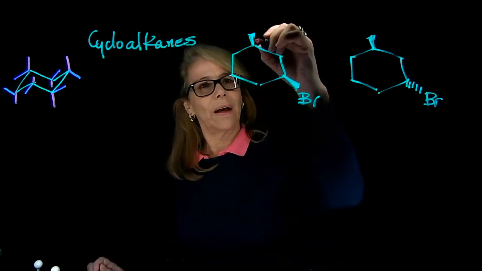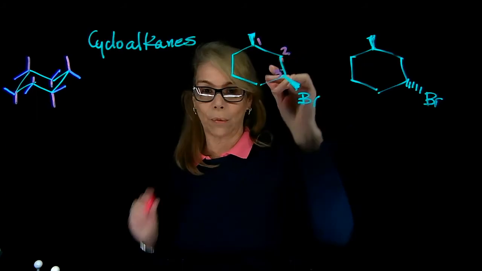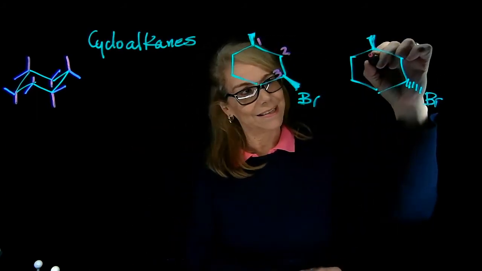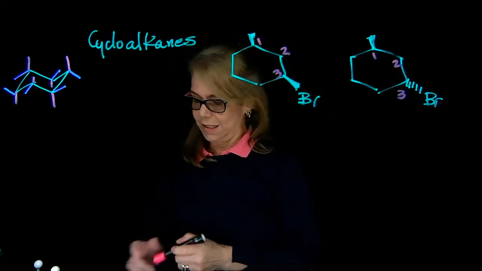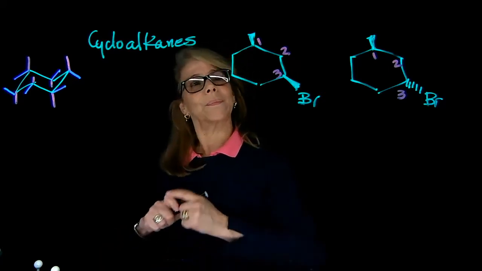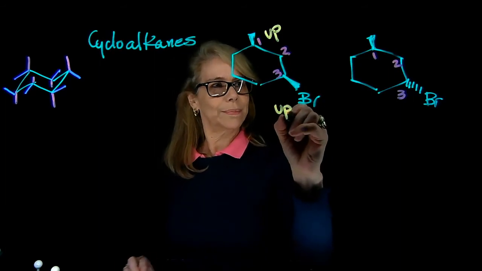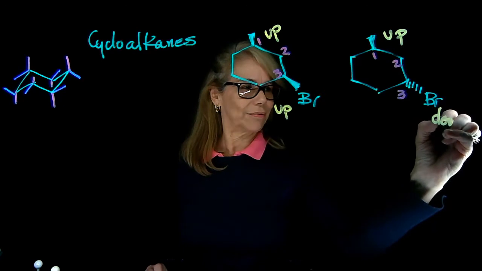Notice that relative to each other, this is 1, 2, 3. It is a 1,3 disubstituted cyclohexane, and this is also 1, 2, 3. But notice that in the compound on this side, the pattern is: methyl is up, bromine is up. Here, methyl is up, bromine is down.